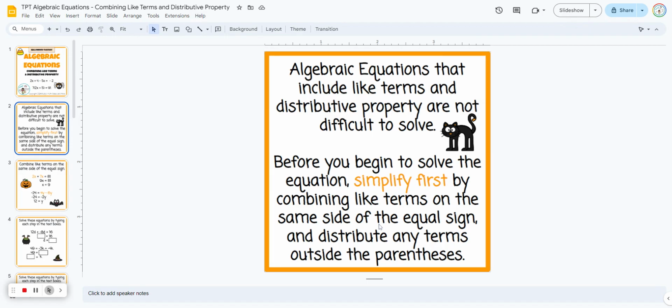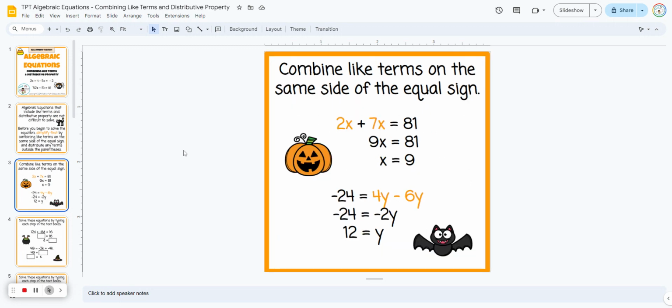the same side of the equal sign and distributing any terms that are outside the parentheses. So we're going to start with combining like terms. So you can see in orange here are two like terms. They both have the same variable, and they're on the same side of the equal sign, so we can combine them to get 9x, and then we can continue to solve the equation.